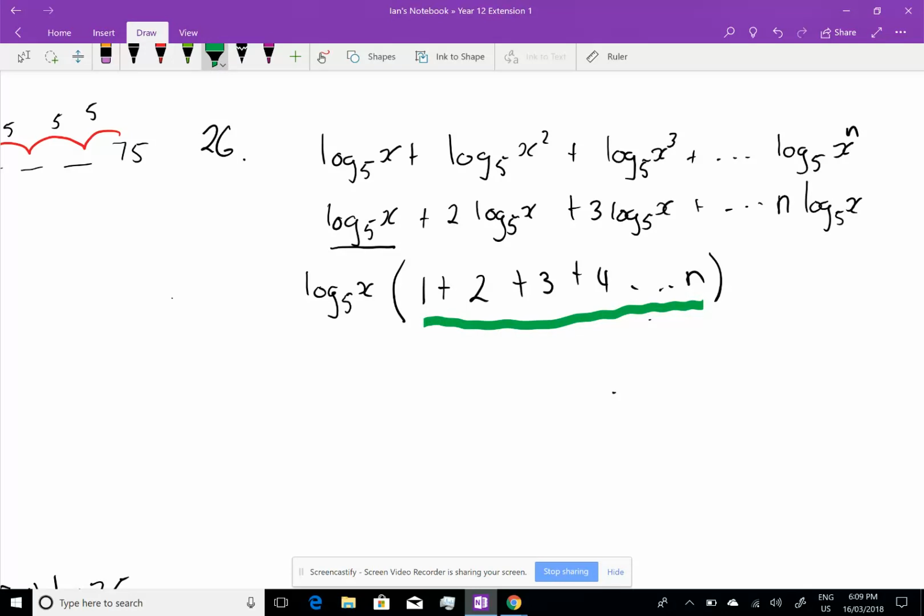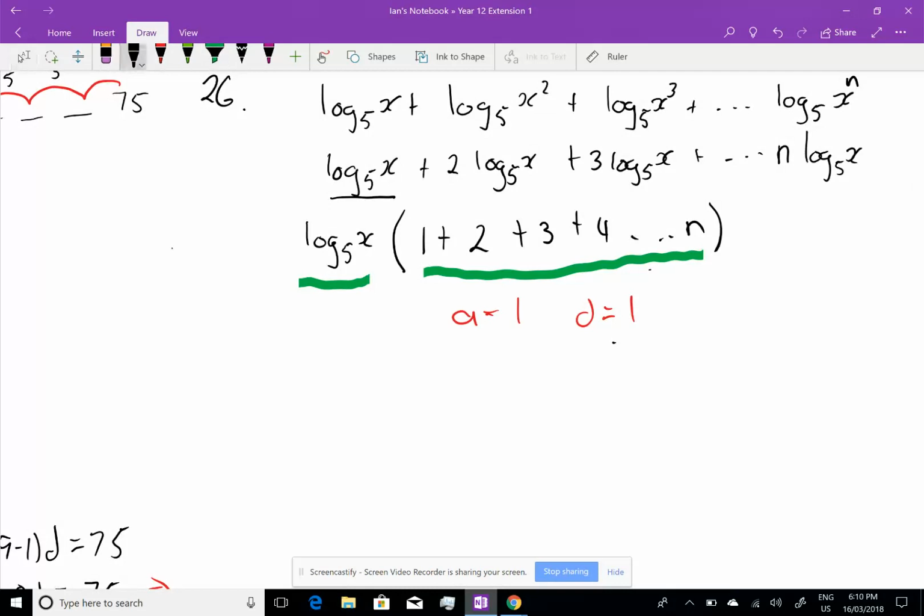It's a series where a is 1, d equals 1, and it goes up by 1s. It's just a counting series. Remember that this is going to be a value, and that's enough to prove it's a series. The other way is to show that between each term you have a common difference.